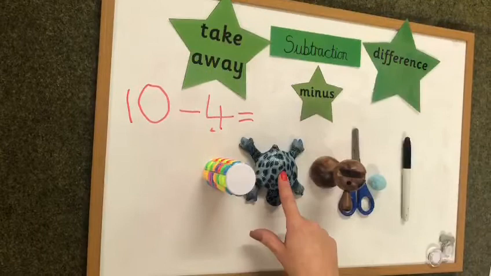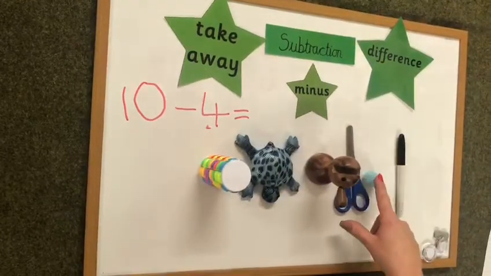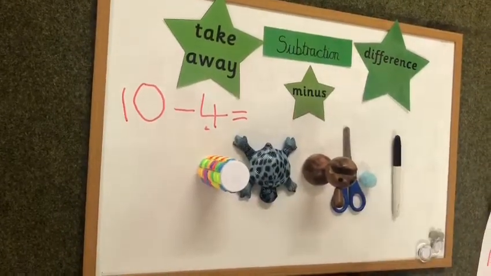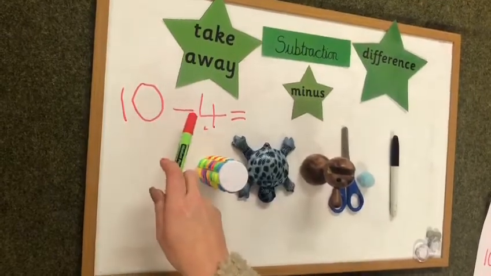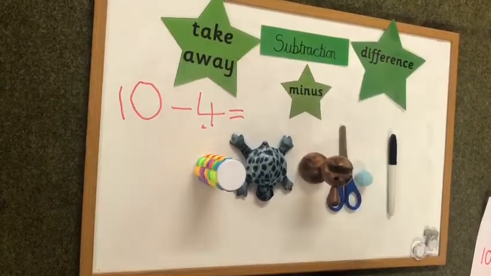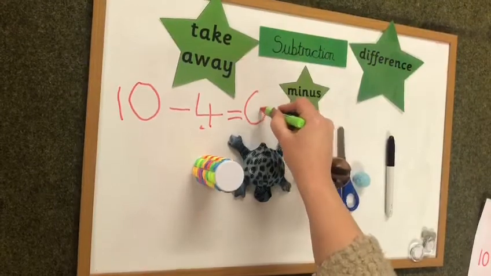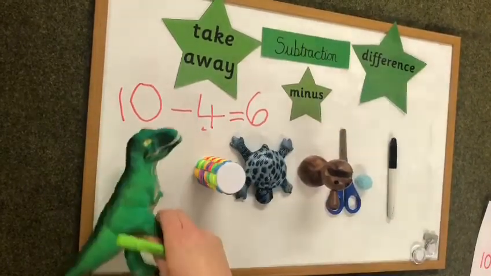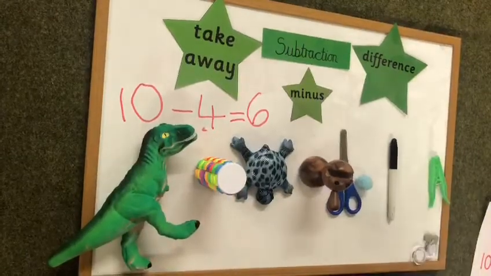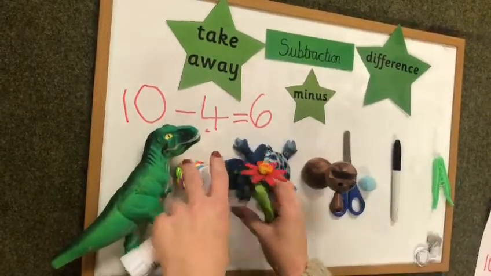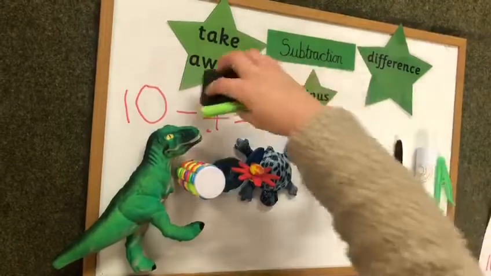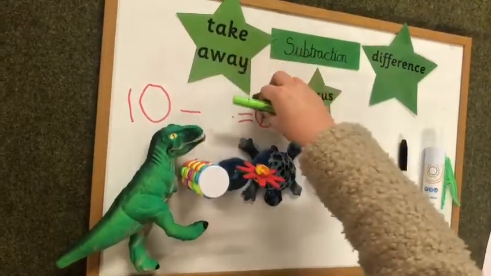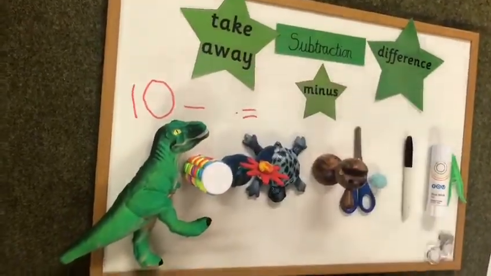You should have the same as me. 1, 2, 3, 4, 5, 6. So we had 10 objects. We've taken 4 away and we are left with 6. If you'd just like to pop your objects back, we are going to do that together one more time. So I'm just going to rub these out. We're going to start with 10 again. So you've got your 10 objects in front of you.